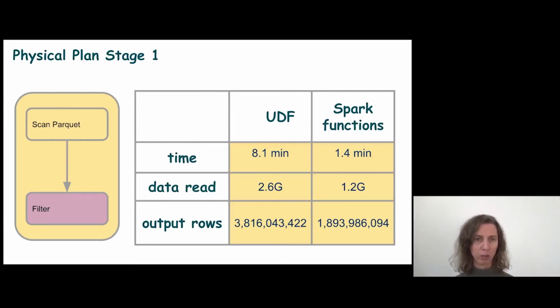The Spark functions query, as you can see in this table, runs almost 6 times faster than the UDF query. The reason for that is that Spark reads twice as much data when using UDFs. When using a UDF, Spark is not able to push down the filters, as it doesn't know the internal logic of the UDF. Thus, it has to read the whole data into memory, and do the logic in memory. This is the reason that the UDF query runs much slower.